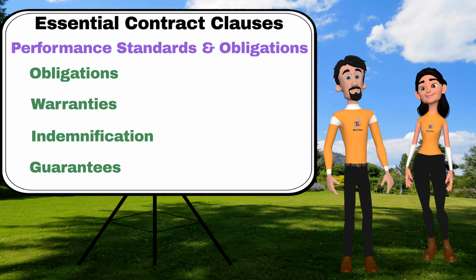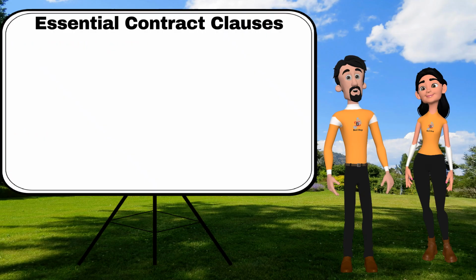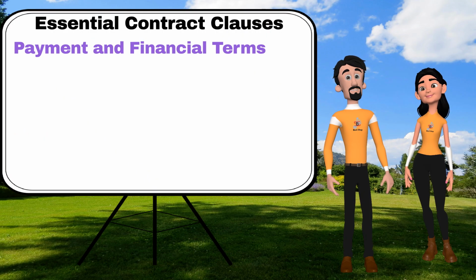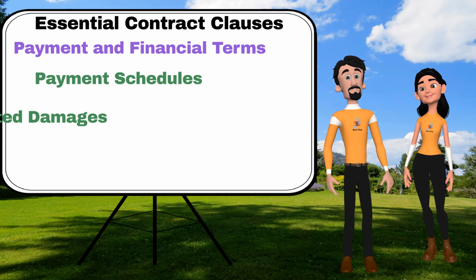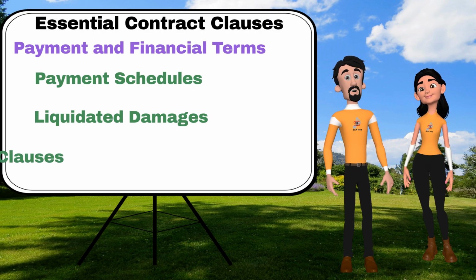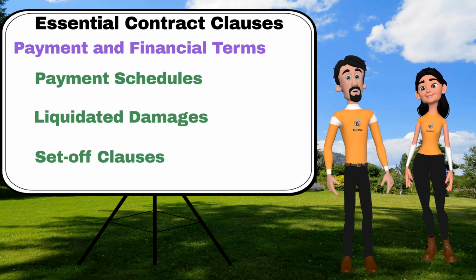That's really important. What about the financial side of things? The third section, Payment and Financial Terms, dives into payment schedules, liquidated damages, which predetermine compensation for breaches, and set-off clauses, allowing businesses to offset mutual debts. For example, we'll explore how liquidated damages clauses can protect businesses from financial losses in case of project delays.